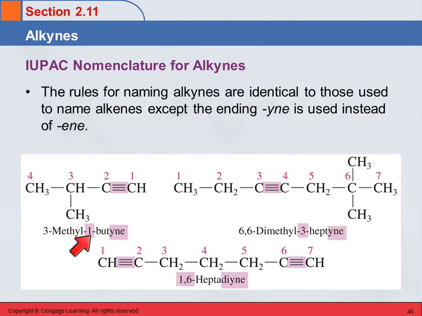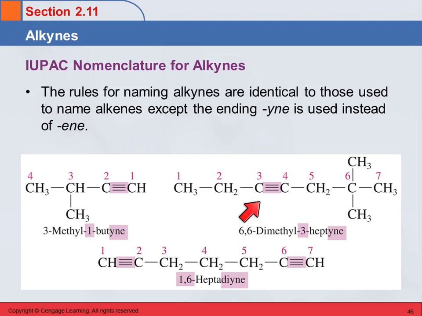And the triple bond takes precedence over the other functional groups. This has a methyl group on it, but we need this triple bond to have the lowest number. So we're starting here, 1, 2, 3, and we've got a methyl group on the 3rd carbon. So this is 3-methyl-1-butyne.